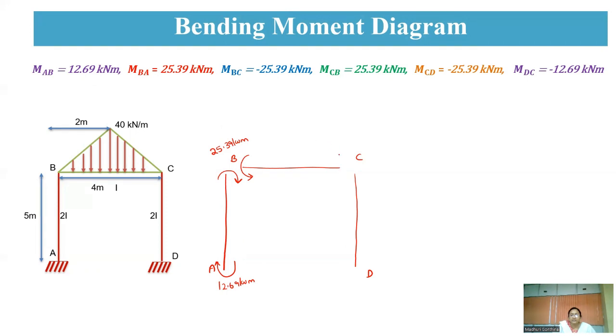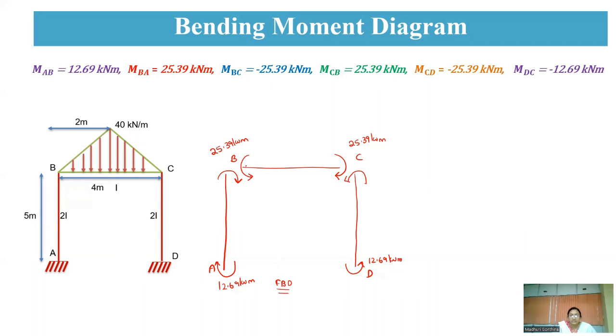And similarly, MCB, you are having a positive value. So that means clockwise. MCD, again, you are having anti-clockwise. So that means it is anti-clockwise direction. So this is again 25.39 kilonewton meter. And this is again anti-clockwise direction. DC is also a negative value. So that is 12.69 kilonewton meter. So this is related to the final end moments. So this is the free body diagram for this.